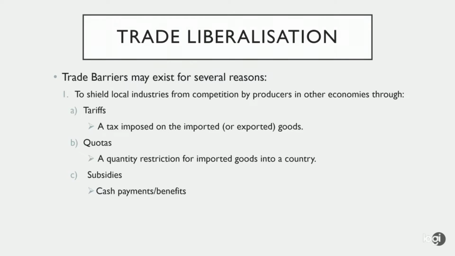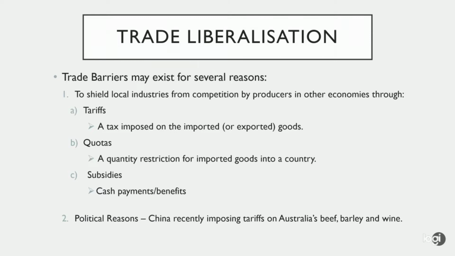There are also quotas, which relates to the quantity restrictions for imported or exported goods into a country. And we can also use subsidies that are used as cash payments that help local producers make a certain good or service. There are also some political reasons as to why trade barriers may exist due to the recent COVID-19 accusations and back and forths that our country had with China. However, the main one we're focusing on is the first one, more specifically looking at tariffs, quotas, and subsidies.